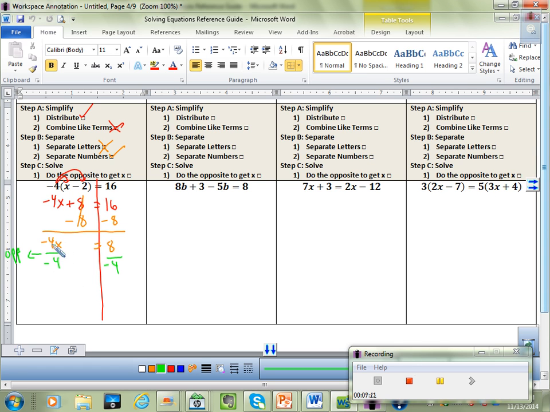Okay? Negative 4 divided by negative 4 is positive 1. 8 divided by negative 4. Right? 8, folks, you split up the negative 4 debt. You owe 2. So everybody's owed $2. Okay? Questions on that one?